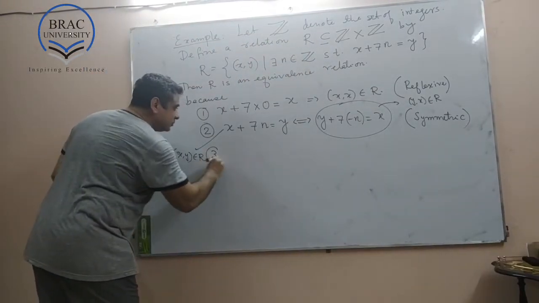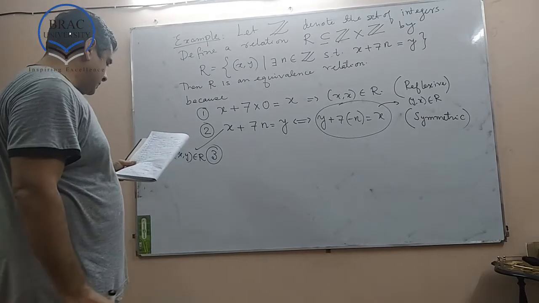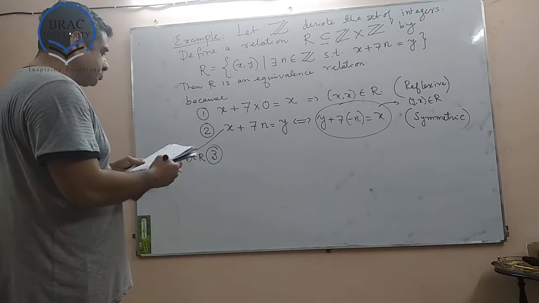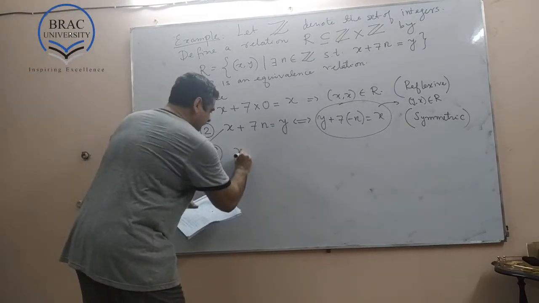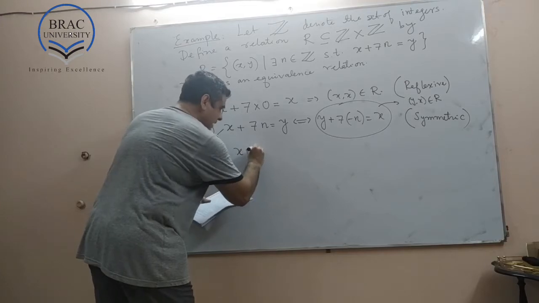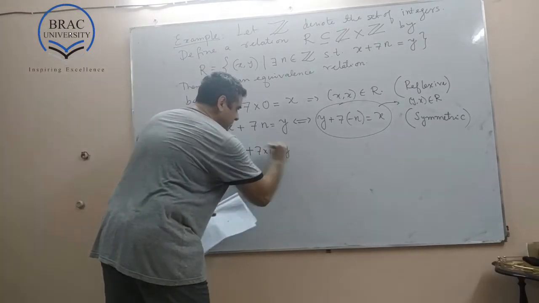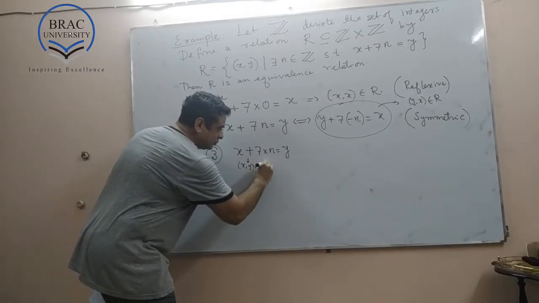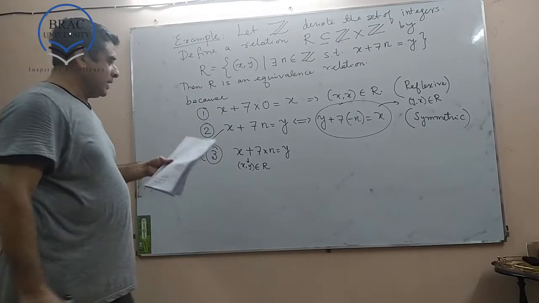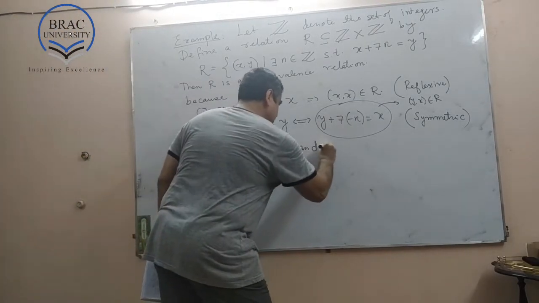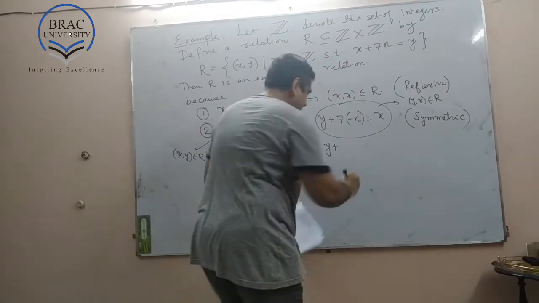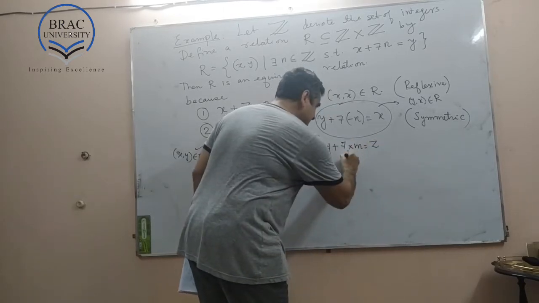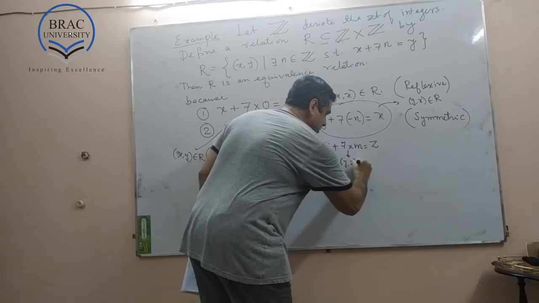Thirdly, if x plus 7 times n is equal to y, so I'm claiming that (x, y) is in R, and y plus 7 times m is equal to z. So another claim is that (y, z) is also in R, with m and n both being integers.